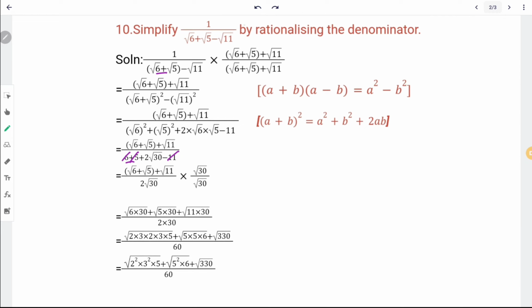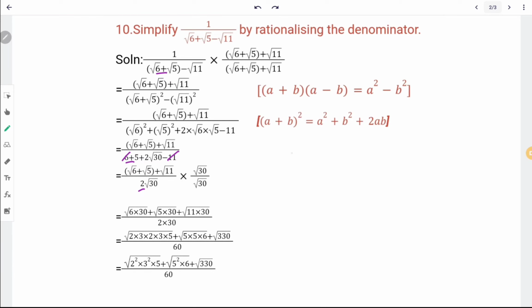Clear? Now next step, this root 6 will multiply with this root 30. Then the next, root 5 will multiply with root 30. Then this root over 11 will multiply with root over 30. You can already see that is what I have written. Then the next, if you look at the denominator, 2 is outside, so it will be as it is. Then root over 30 and root over 30 will simply be equal to 30.